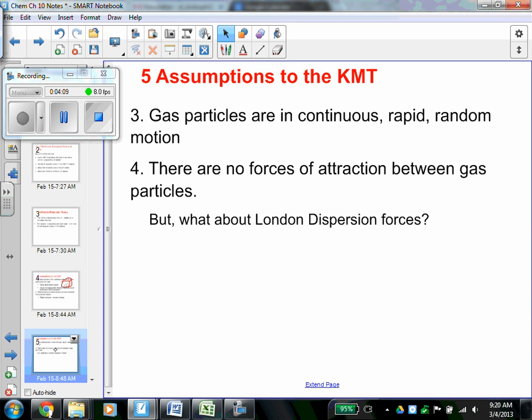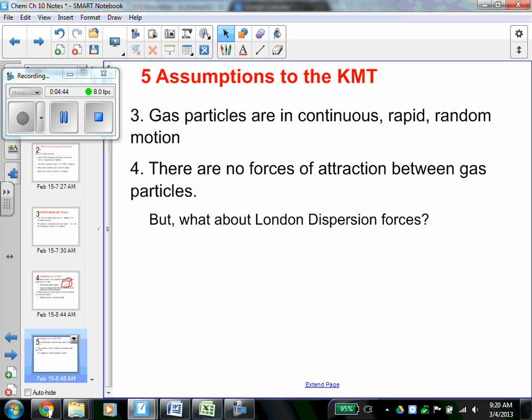Okay, assumption 3, gas particles are in continuous random rapid motion. That's a very simple statement right there. This leads us to different phenomena such as diffusion, but gas particles are always constantly moving, and their motion is random, and it's rapid, and it's always continuous. Number 4, there are no net forces of attraction between gas particles. So as 2 gas particles approach each other, we're saying that an ideal gas, they have no net forces of attraction. They don't attract each other. They're not attracted to each other.